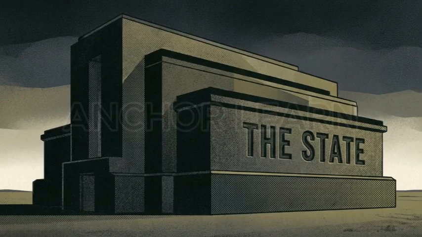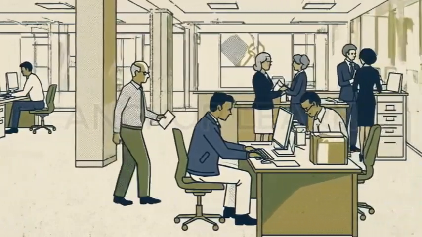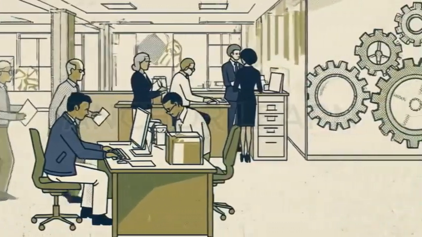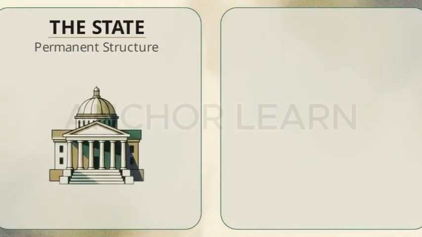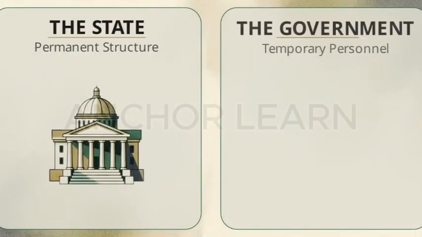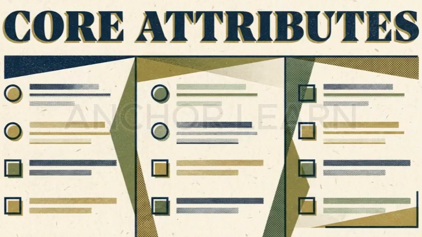The state is a permanent concept, but because it is an abstract entity, it cannot carry out the tasks of daily management on its own. This management is the role of the government. It is the formal machinery or the specific institution created to handle the state's administrative affairs. The state is the permanent structure of the nation, while the government is the temporary body of people who operate that structure. To fulfill the 2nd and 3rd syllabus requirements, we must identify the traits common to all legitimate governments.